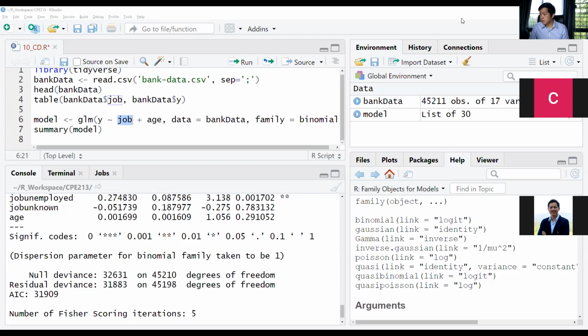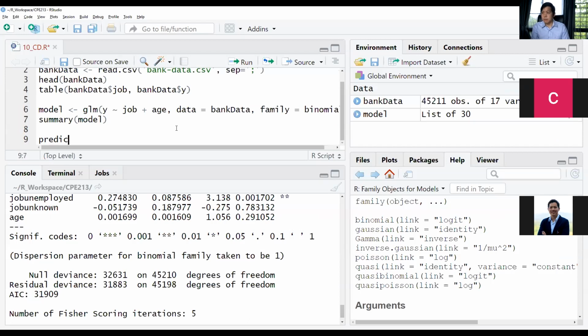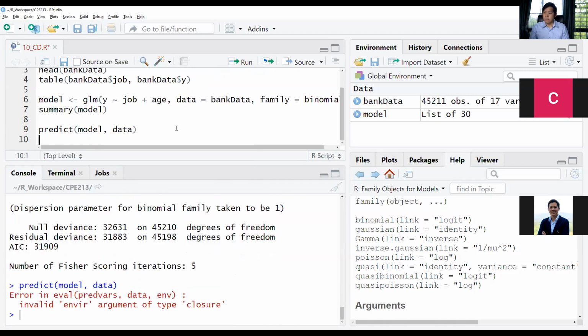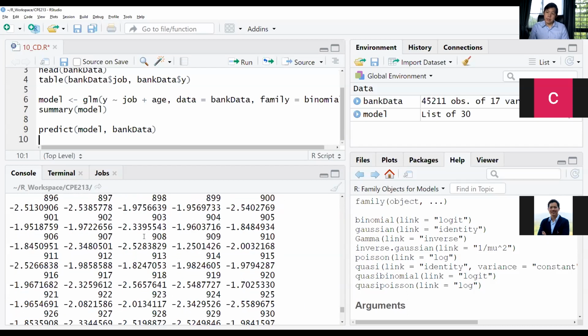And let's go back to the slide. You can make predictions by using the function predict. The function predict allows you to make predictions using the model and the data that you have. Oh sorry, it's bank data. And then it will predict the results here.